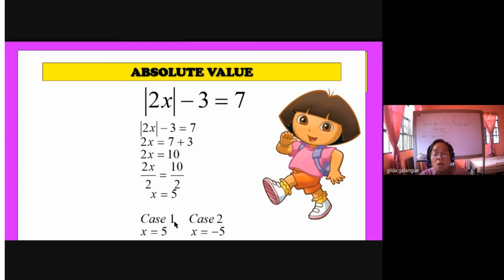So we have case 1. What is case 1? The first one is 5. The second one is negative 5. So 2 times 5 is 10. The absolute value of 10 is 10. 10 minus 3 is 7. 2 times negative 5 is negative 10. The absolute value of negative 10 is 10. And 10 minus 3 is still 7.